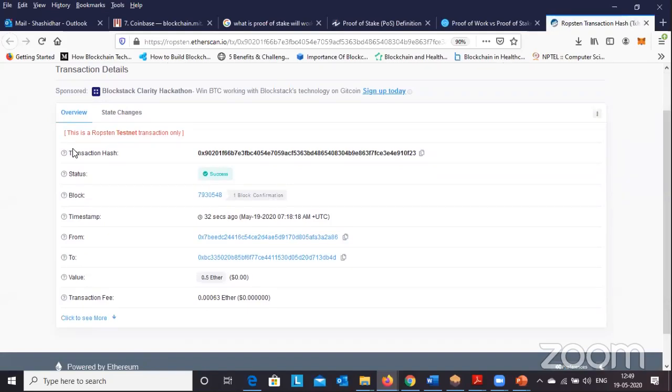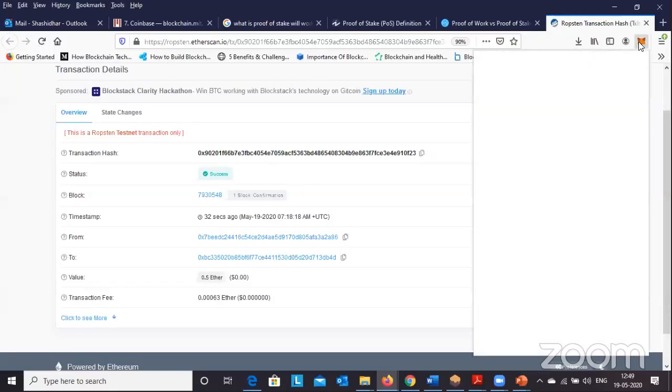For that particular transaction, this is the hash. I have performed one transaction, and the hash value is this. The status is success. This is the block number. Here is the timestamp of when the block was added. From this account I have sent to this account. The value is 0.5, and this is the transaction fee. Like that, every detail we are going to store in the blockchain. We cannot modify this data.